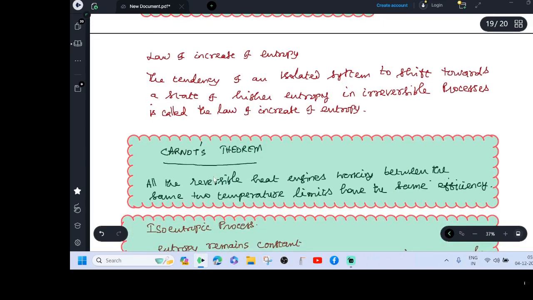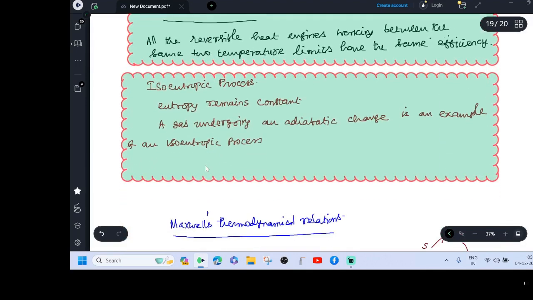This is our Carnot theorem. All reversible heat engines working between the same two temperature limits have the same efficiency, which is our Carnot theorem. Isentropic process: entropy remains constant. A gas undergoing an adiabatic change is an example of an isentropic process.